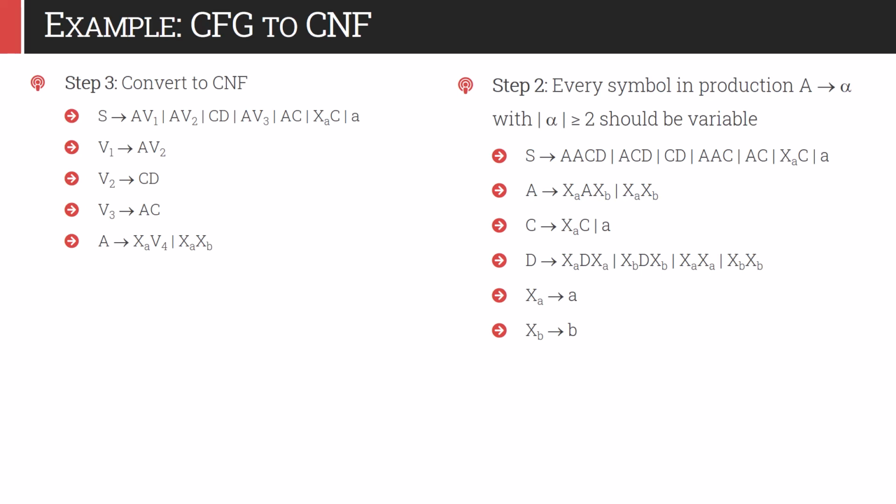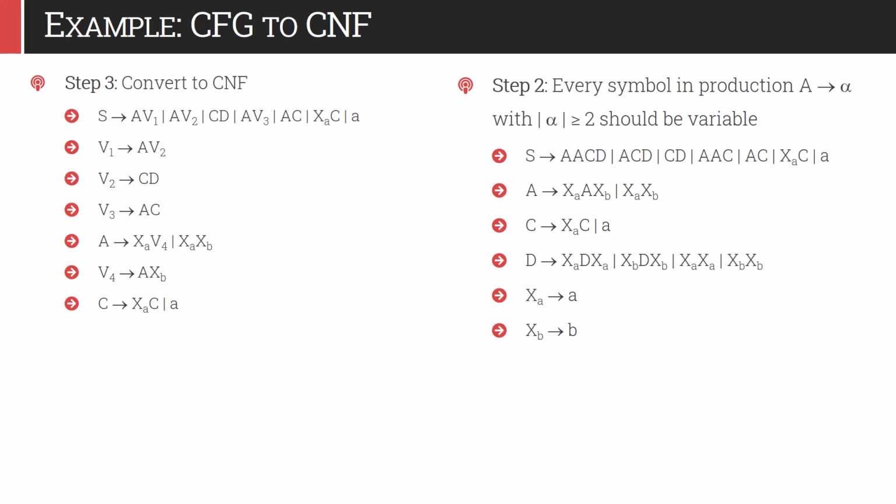The production of A derives XA, capital A, XB. It has three symbols, so it is not in CNF. So for A XB, we will assume some variable V4, and V4 will derive AXB. So now all the productions of A are in CNF. Productions of C are already in CNF because they are either two non-terminals or one terminal.